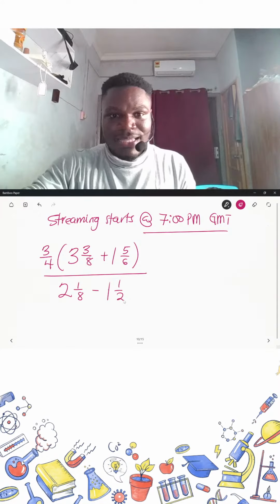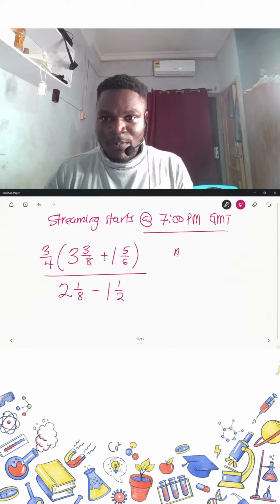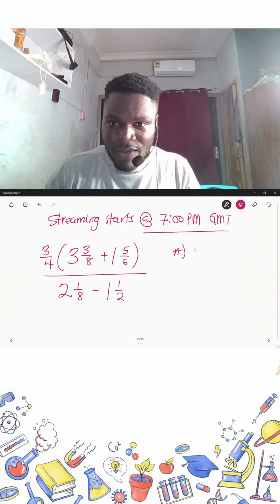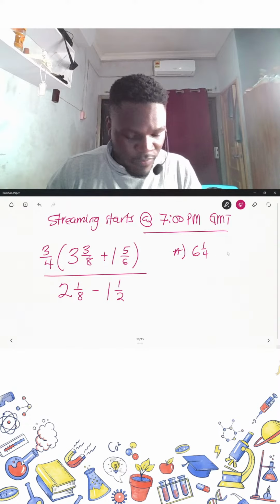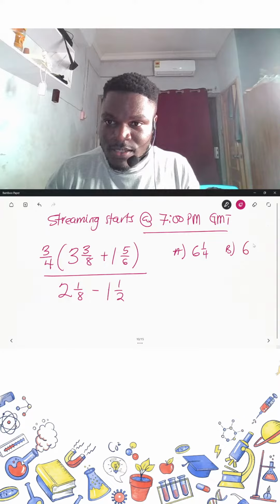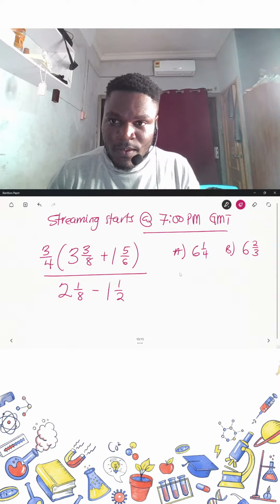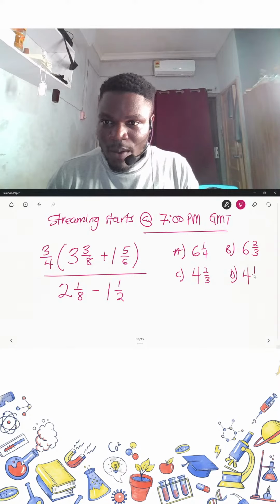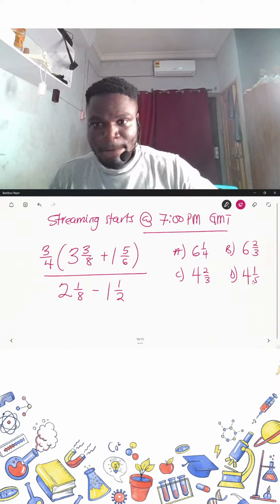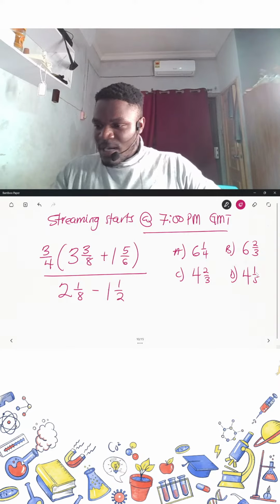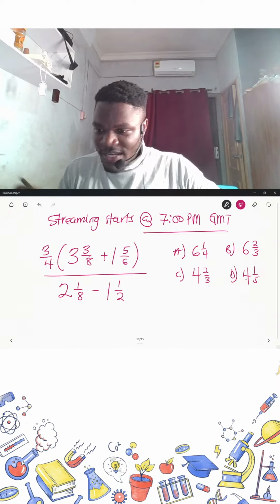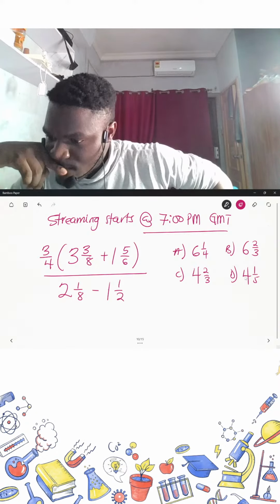So yes, this is the question. Let me mention the possible options so that we quickly find it. Option A, 6 whole number 1/4. Option B, 6 whole number 2/3. Option C, 4 whole number 2/3. Option D, 4 whole number 1/5. Okay, so these are the possible options. Let's quickly solve it. Give me the answer and then we proceed.